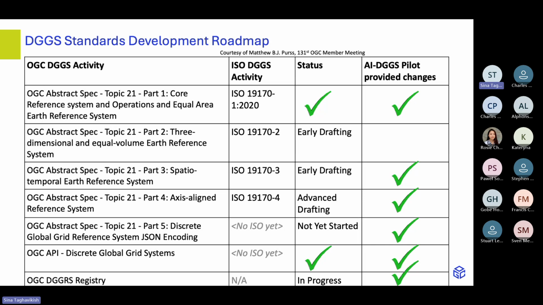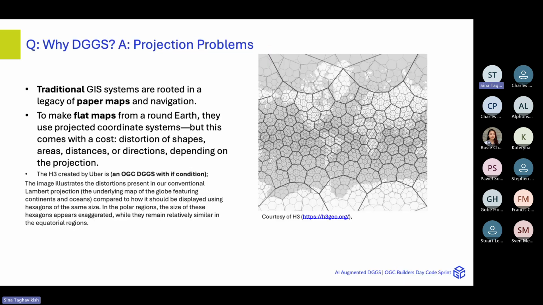So there is a need for this registry to be in place, so we can all talk the same language and walk the same walk. So why DGGS? It's a projection problem. The traditional GIS systems are rooted in legacy paper maps, flat maps.